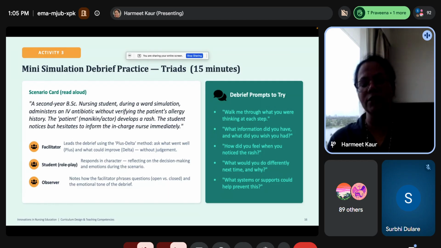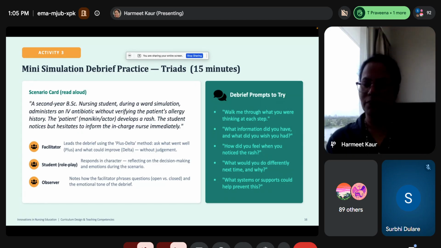Mostly, what kind of answers can the students give? Students can say that it was said by the sister to administer. The patient was going to the OT or something, so I was in a hurry. I have not checked and I have administered. Like that, we can get answers from students.